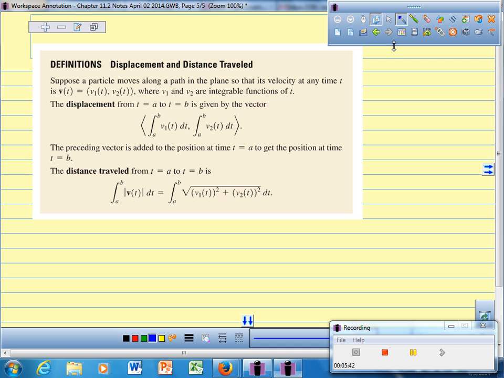All right, and then we have displacement and distance. So suppose we have a velocity vector that has an x component that is v1 of t and a y component that is v2 of t. To get our displacement will still be a vector. So we just need to integrate from a to b our x component and our y component. And then to get the total distance traveled from t equals a to t equals b, we would integrate the magnitude.